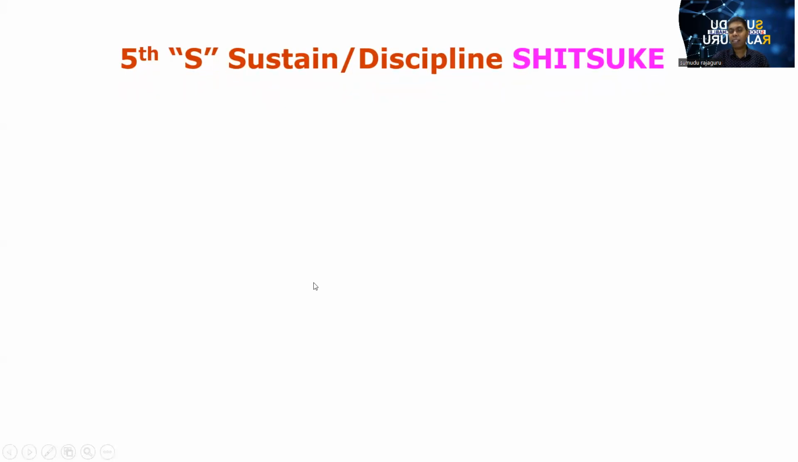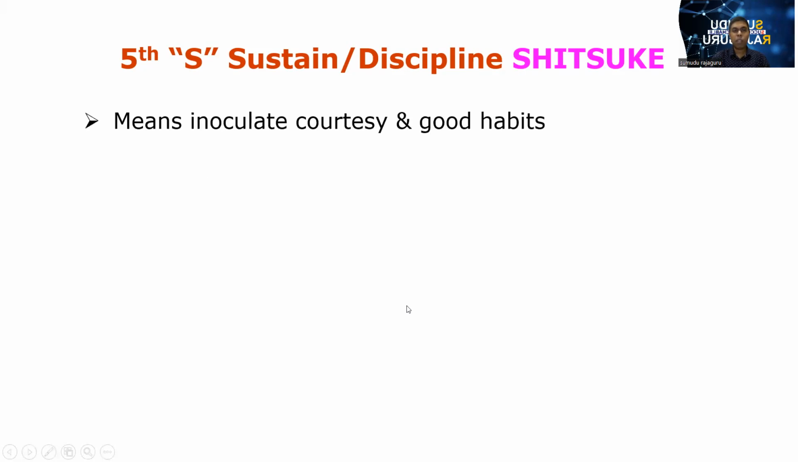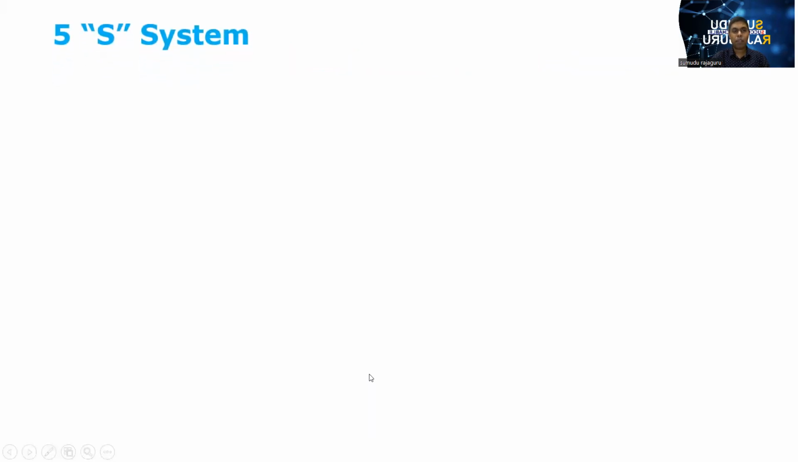Then the last one is the very difficult one, sustain, Shitsuke. It means inculcate courtesy and good habits, the driving force behind all 5S, make it a way of life. That means discipline. So we have to convert the 5S procedure into our way of life. Develop and keep good habits. Those are the things related to sustainability.